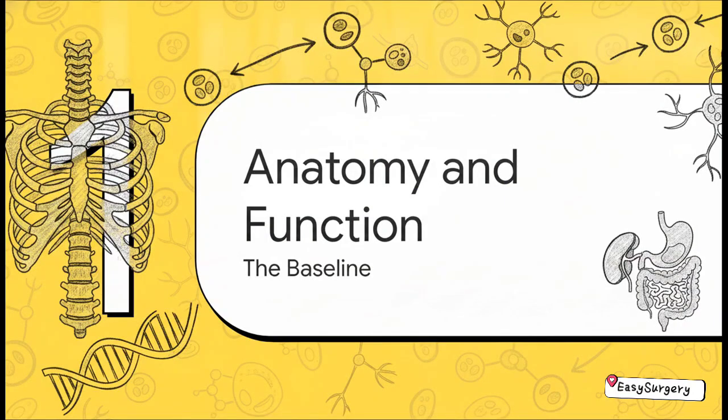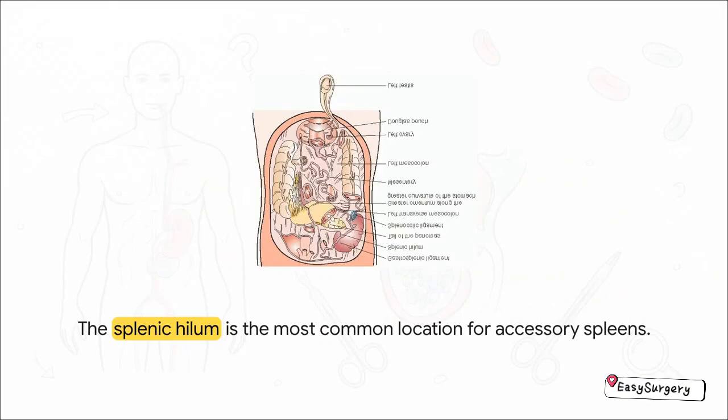Section 1. Anatomy and Function. All right, if you guessed the splenic hilum, you absolutely nailed it. And surprisingly, accessory spleens are actually found in about 10 to 20% of the population. That's a lot. So when you're in the OR operating, especially for hematologic indications, doing a really thorough search for this extra tissue is absolutely mandatory. If you miss it, the disease is just going to come right back.